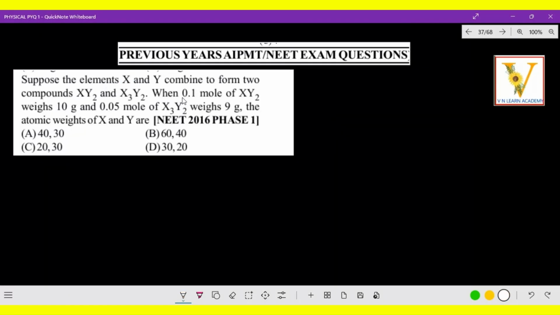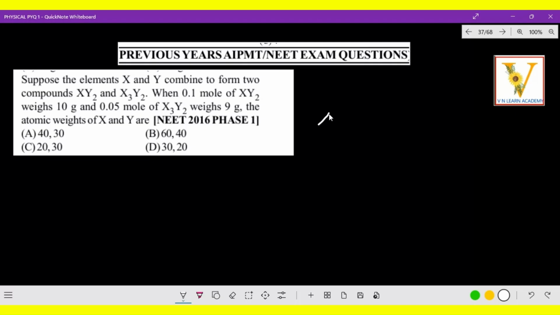The elements X and Y combine to form two compounds XY2 and X3Y2. When 0.1 mole of XY2 weighs 10 gram and 0.05 mole of X3Y2 weighs 9 gram, the atomic weights of X and Y are? This seems roundabout, but it is actually easy. Let us write the data clearly so that it will be easy to analyze the question.